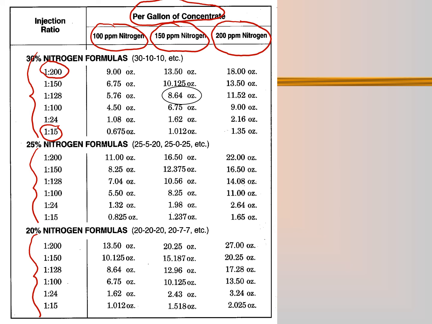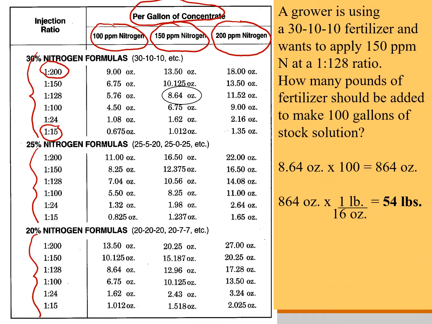Let's go ahead and put this table into action by doing an example. A grower is using a 30-10-10 fertilizer and wants to apply 150 parts per million of nitrogen at a 1 to 128 injection or dilution ratio. How many pounds of fertilizer should be added to make 100 gallons of stock solution? Let's go ahead and use the table to solve this problem.